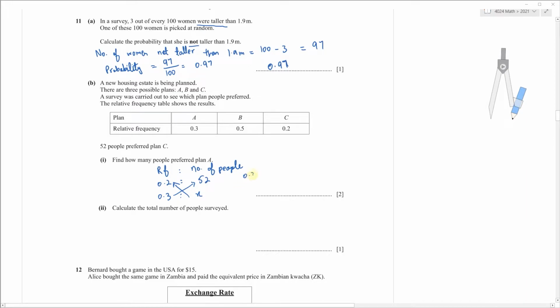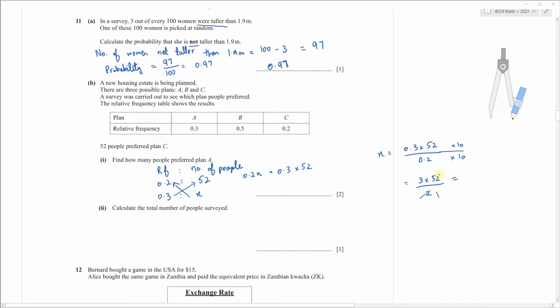So this will give you 0.2x equals 0.3 into 52. X will be equal to 0.3 multiplied by 52 divided by 0.2. Now let me multiply by 10 in the numerator as well as in the denominator to remove these decimals. So this will be 3 multiplied by 52 divided by 2.